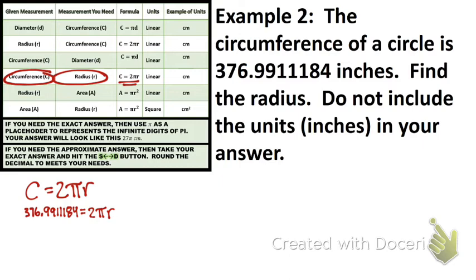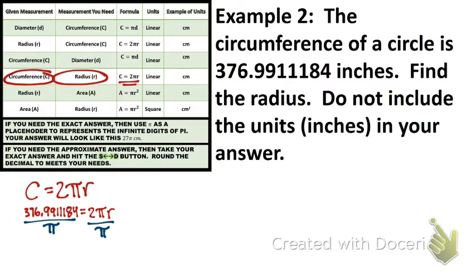So r is the variable that we want to get by itself. The very first thing I'm going to do is divide both sides of the equation by pi. So I divide by pi, and I divide by pi. And again, I'm just using pi as a placeholder. My calculator will take care of all the decimal parts of it. This actually makes the problem easier.